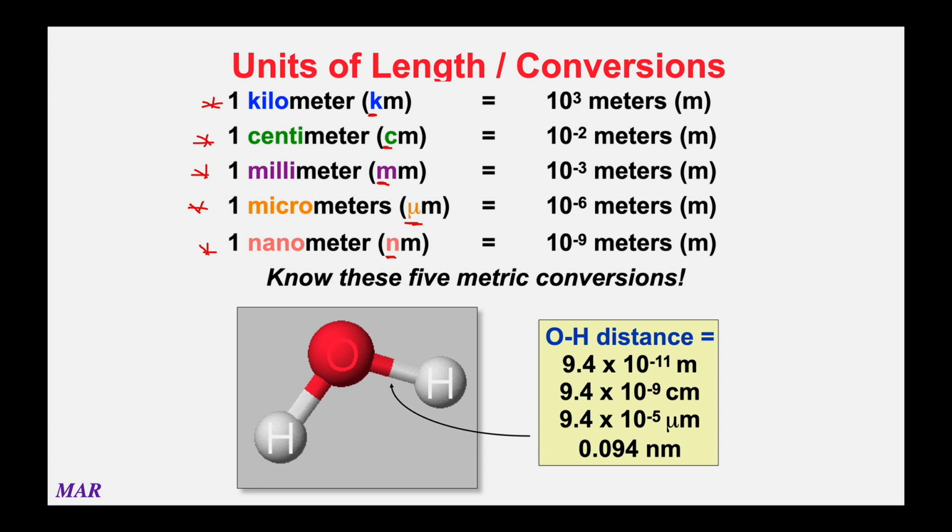But what chemists will usually do is use the nanometer, or sometimes even smaller units. It's 0.094 nanometers. And you can imagine that if you're going to write this out, writing 0.094 nm is a lot easier than 9.4 times 10 to the minus 11th meters. So that's one of the reasons why chemists do these kind of things. Certain types of measurements equate themselves better with certain types of metric prefixes.